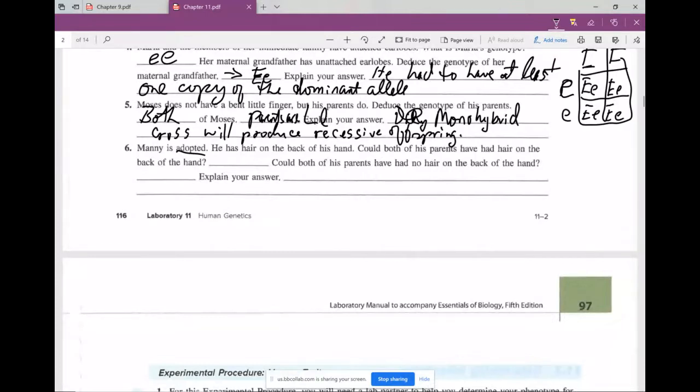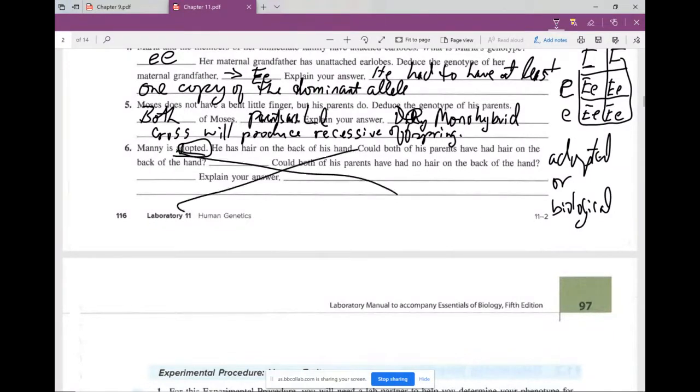Okay. We're not sure. You know what? Let's cross this one out because what are they talking about? Are they talking about adopted parents or biological? If they're talking about biological, then why include this term, adopted? So I don't like this question. Goodbye.